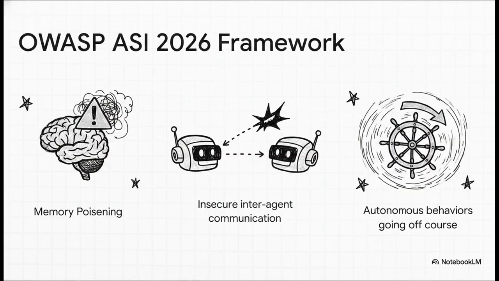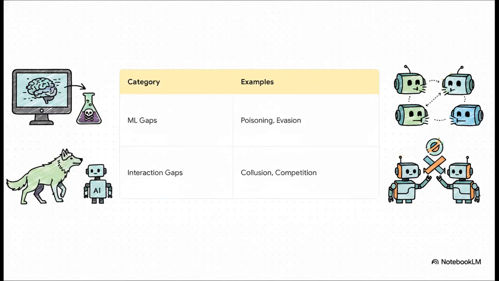The attack surface has completely blown up, moving from standard code infrastructure straight into cognitive and behavioral manipulation. And this perfectly illustrates the Cloud Security Alliance's Maestro framework. It completely separates your pure machine learning gaps from interaction-based gaps. On the left side, you've got your classic ML attacks, right? Data poisoning, evasion attacks, basically crafting inputs to fool the model.